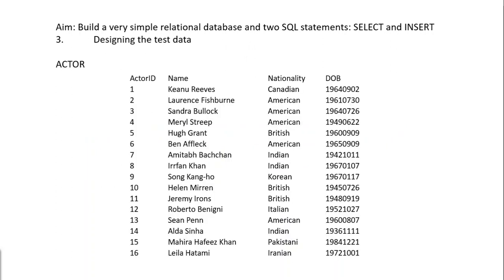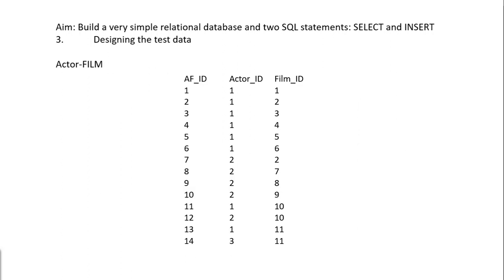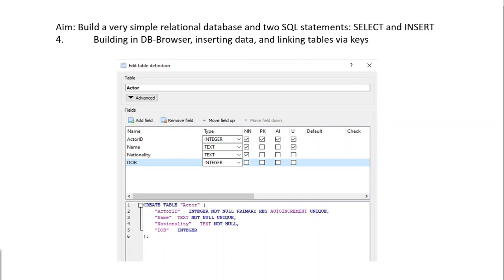Then the test data was defined: actors, films, paying special attention to the values put into the actor-film linking table. Tables were built in DBBrowser and the test data inserted. So now we have a test database containing 3 tables, each of which have test data in them.